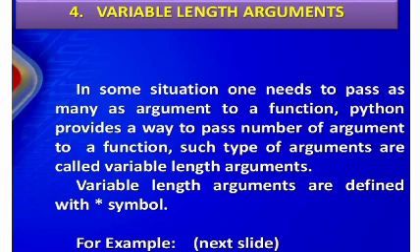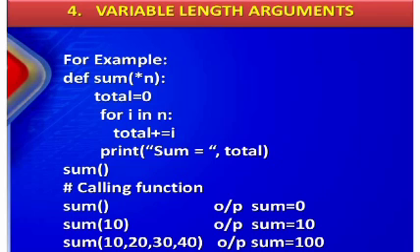Here Python provides a way to pass any number of arguments to a function without any variable name for each, but it should be kept in mind during the definition of the function. For example, def sum, and it contains an asterisk with the variable name n.